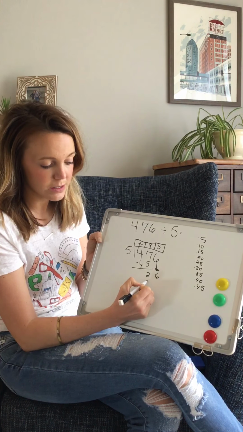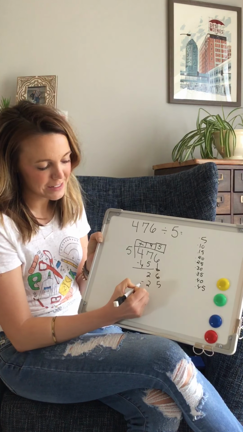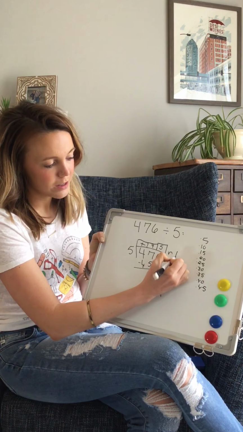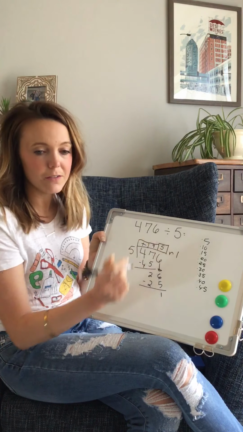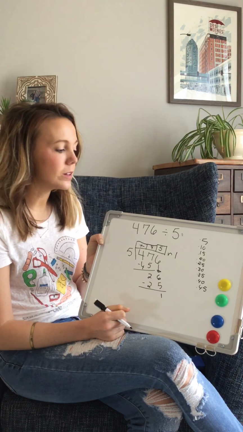5 times 5 is 25. I'll subtract it, and I get a remainder of 1. So my answer is 95 with a remainder of 1. Cool. Let's do another one.